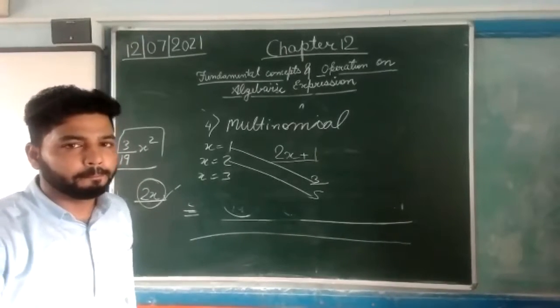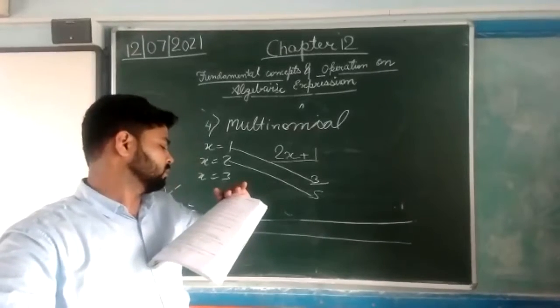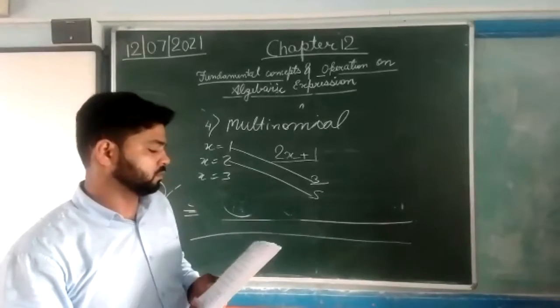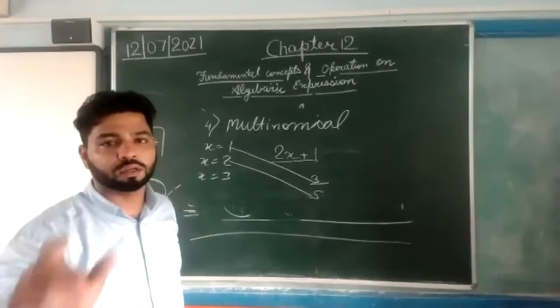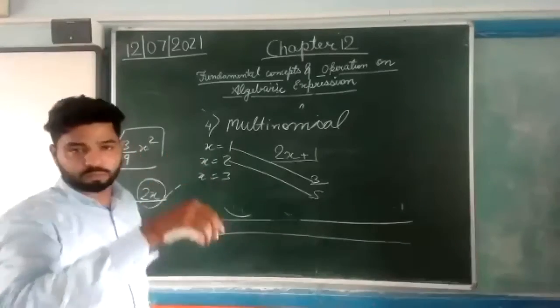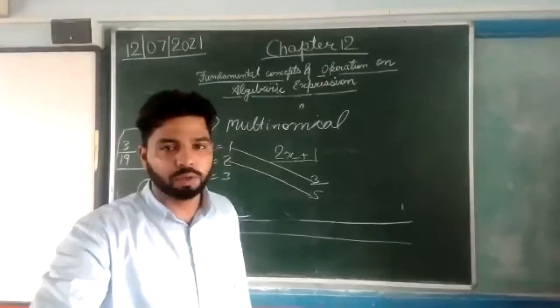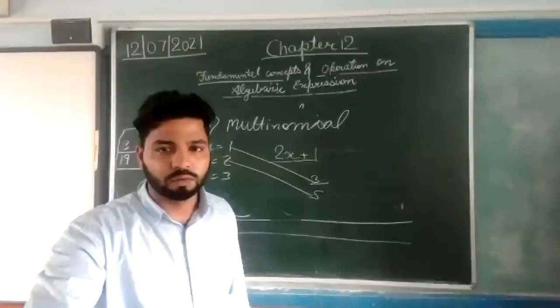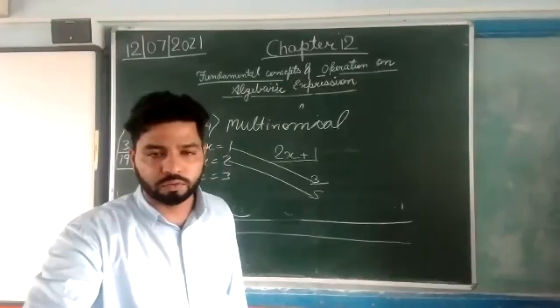Sir, in this multinomial, examples are given. If we place a multiplication sign between them instead of plus or minus, then it will become a monomial. So first we have to solve it, then we have to show that.